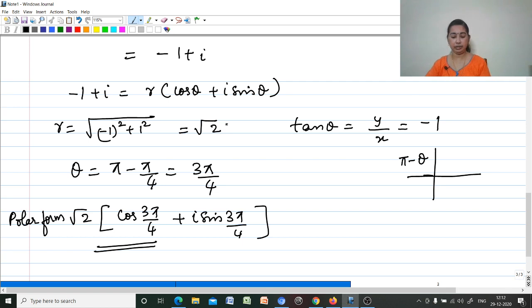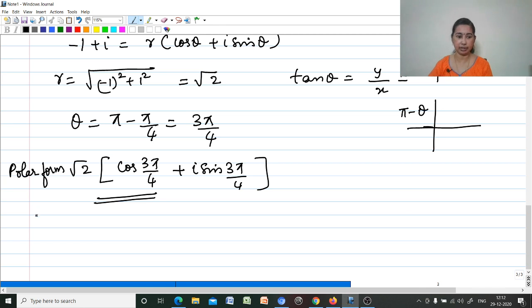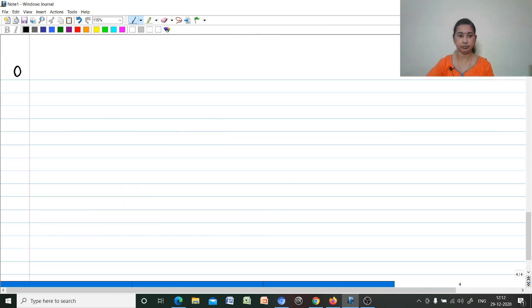Similarly, there is one more question that you can do as an exercise, that you can practice. The question is (1 plus 3i) by (1 minus 2i). We have to convert it into polar form; you can try it alone. Now next one, solve some quadratic equations. We'll do one from that, and the remaining 3 questions you can try yourself.